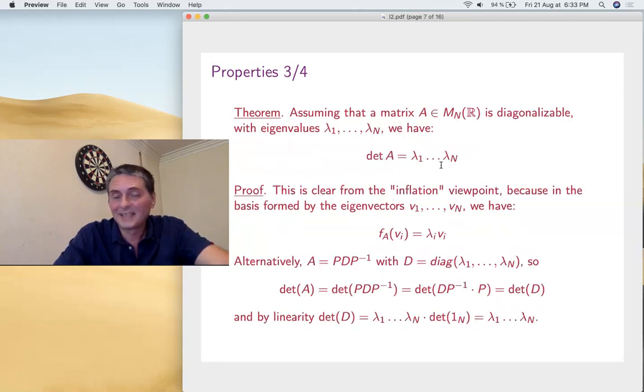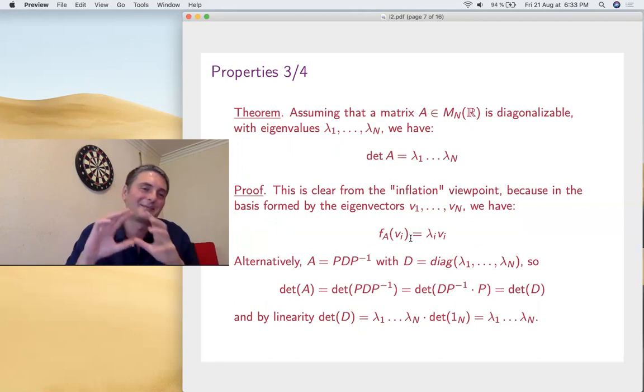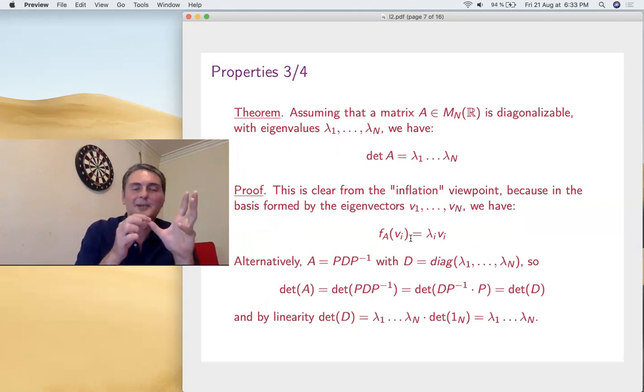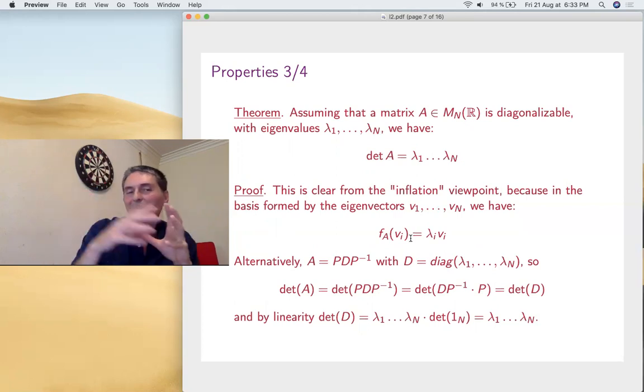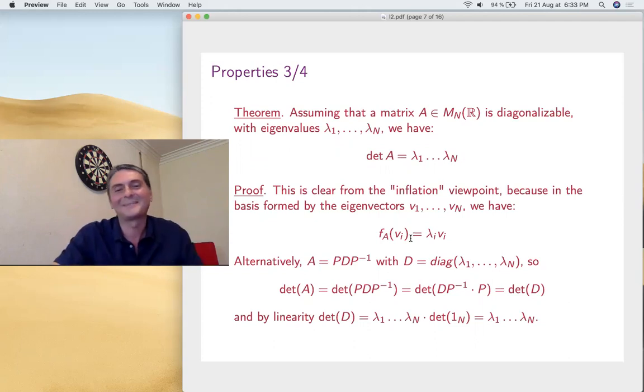Now, what else can we say? Assuming that the matrix is diagonalizable with eigenvalues lambda 1 to lambda n, the determinant is just the product of eigenvalues. Why? Well, it's clear from the inflation viewpoint. The associated linear map, in the basis of eigenvectors, multiplies by lambda 1 here, lambda 2 here, and so on. So in the parallelepiped, if you compute the volume, of course it's lambda 1 times through lambda n, right?